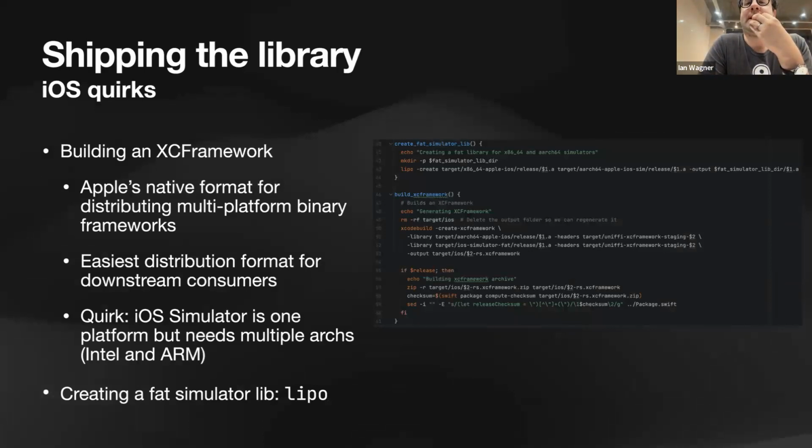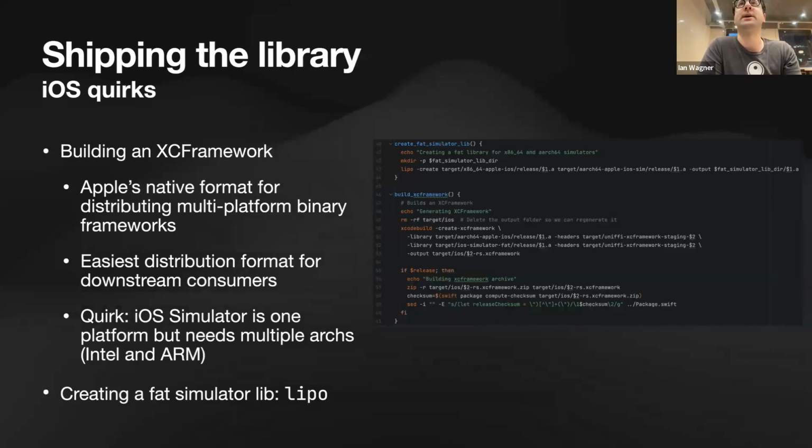The next iOS quirk was building what they call an XCFramework, which stands for Xcode framework. This is Apple's native format for distributing a binary framework for multiple platforms at the same time.